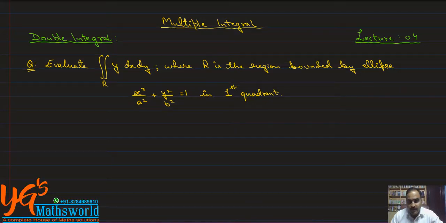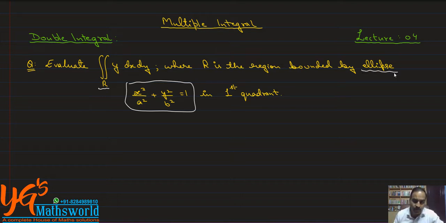Hello everyone. So today we are going to start with a chapter, multiple integral, and we are continuing to lecture number 4. Topic is double integral. Now today we are going to consider the questions in which we are not provided with the definite limits. Instead of that we have been provided with a curve. Now in this statement we have given the curve of an ellipse. So from this one we'll calculate the value of limits of x as well as of y.